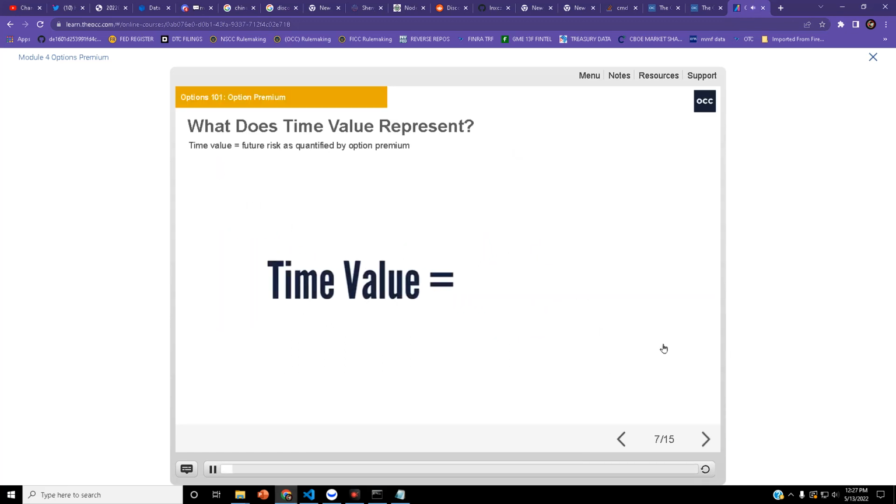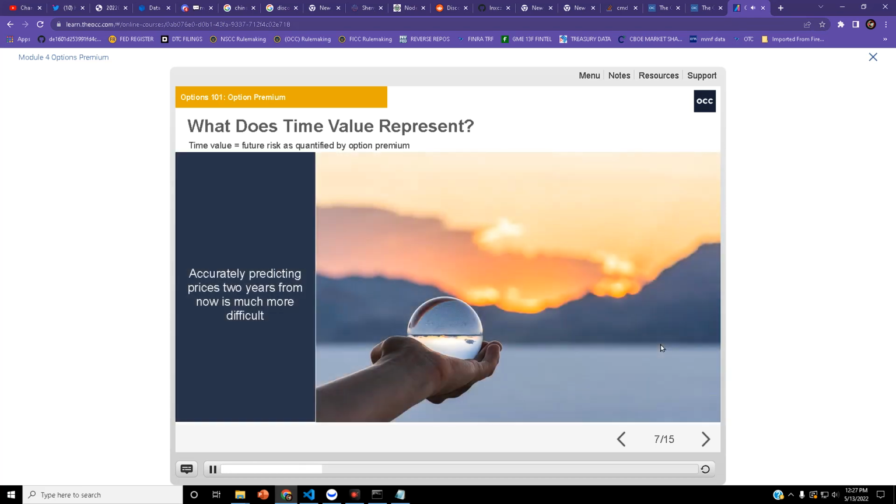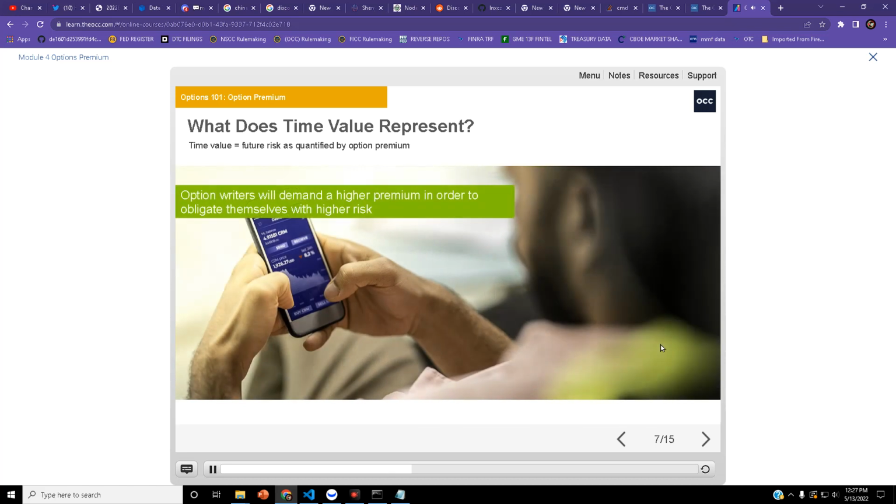So, what does time value represent? It reflects the amount of time you are purchasing or selling for your option position to become more profitable because of a favorable move in the underlying stock price. For a writer, it is clearly more risky to sell longer-dated options, as while it might be easy to predict the price of a stock 2 weeks from now, accurately predicting the price 2 years from now is much more difficult. As such, option writers will demand a higher premium in order to obligate themselves with higher risk.